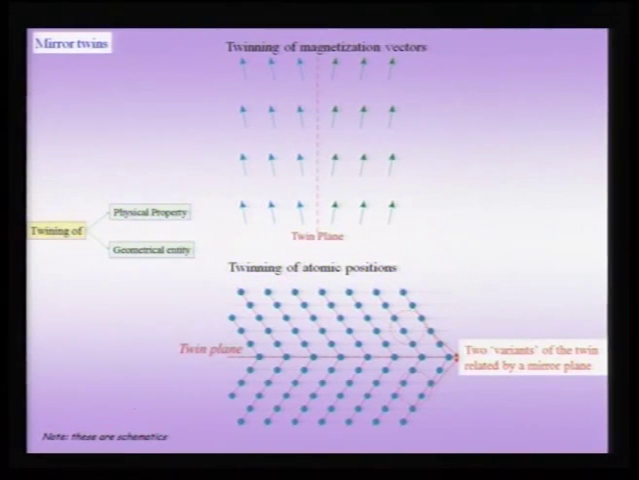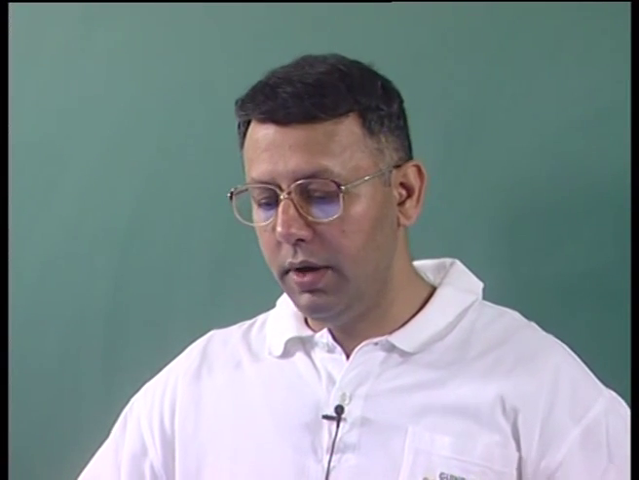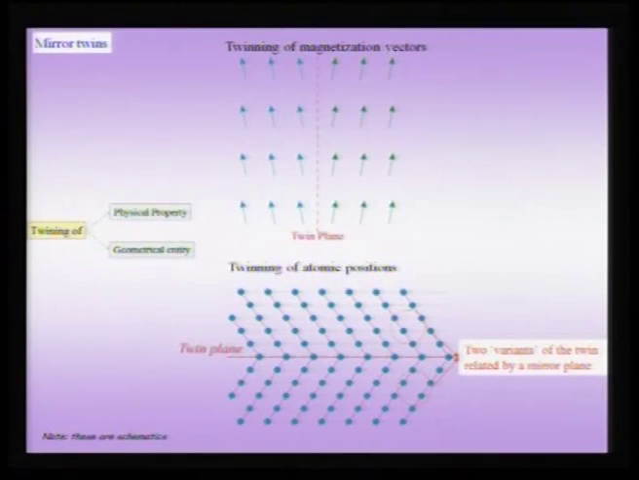Typically, twinning is more observed in a material wherein the stacking fault energy is small, and we will soon see why such a criterion is important. For instance, I was pointing out that you can have a mirror twin wherein a physical property could be reflected. For instance, this is my twin plane or the mirror plane, and this is a crude schematic showing how a physical property like a magnetization vector can be reflected across the interface.